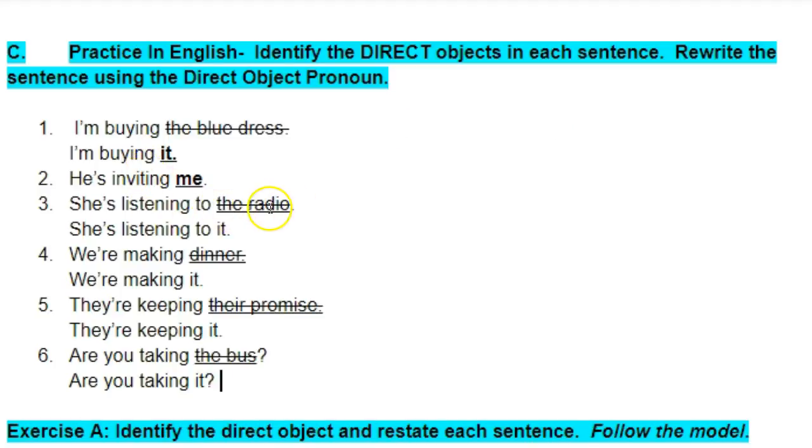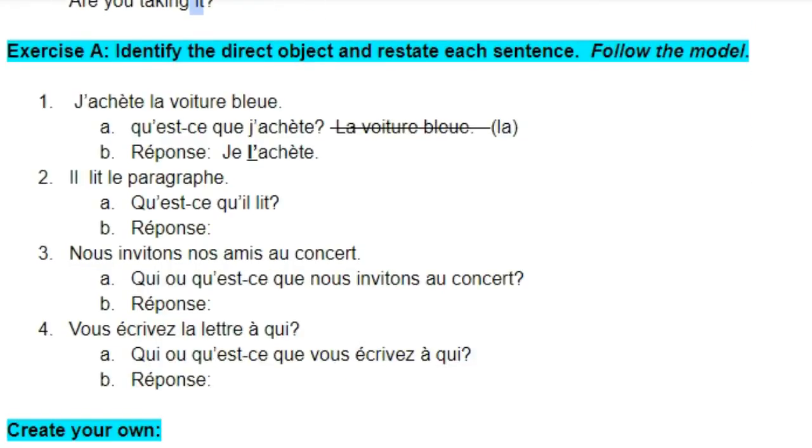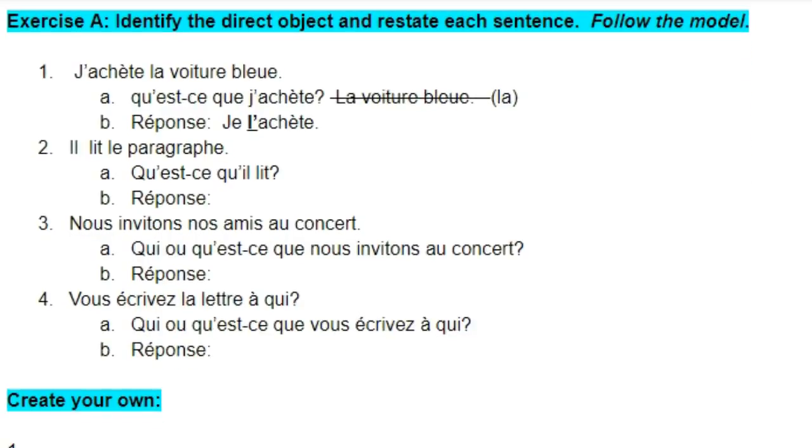Notice that I've crossed out the object in the statement, and I've replaced it with the object pronoun, as it would be in English. Notice that we're not rewriting either of those crossed off words. Instead, we're replacing it with the object pronoun. The same thing is going to hold true for those sentences that we rewrite in French.